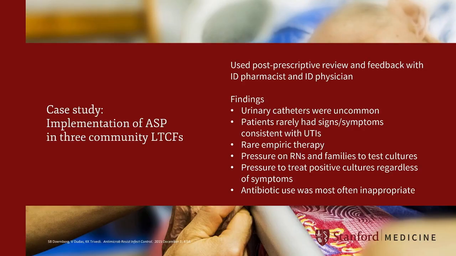Qualitatively, we found urinary catheters were quite uncommon. Residents rarely had signs and symptoms consistent with UTI, and empiric therapy was rarely used. There was a lot of pressure from nurses and families to send urinalyses and urine cultures for soft indications, even if the physician did not want to test. There was also significant pressure to treat positive cultures regardless of symptoms, which perpetuated treatment of asymptomatic bacteriuria. Antibiotic use in this study was most often inappropriate and only indicated in 18% of the cases evaluated.